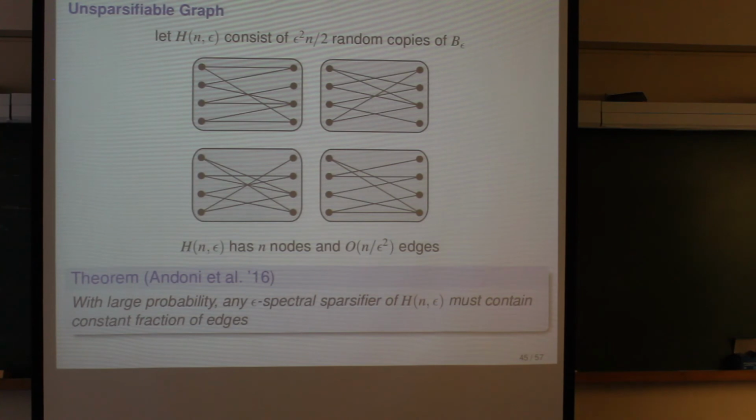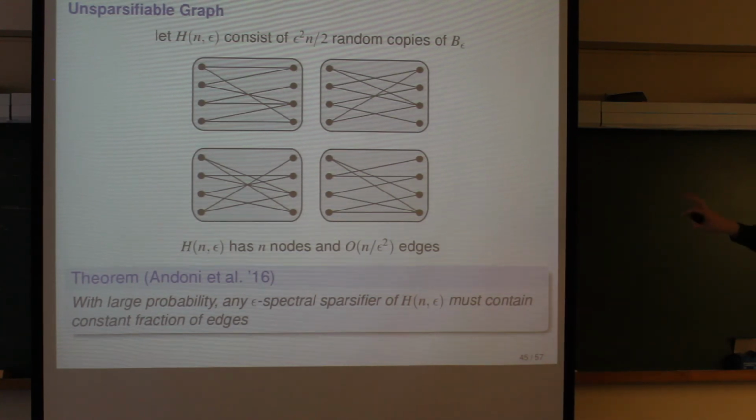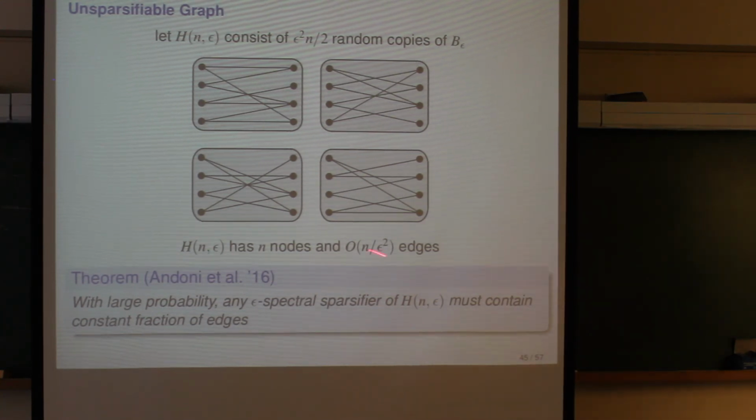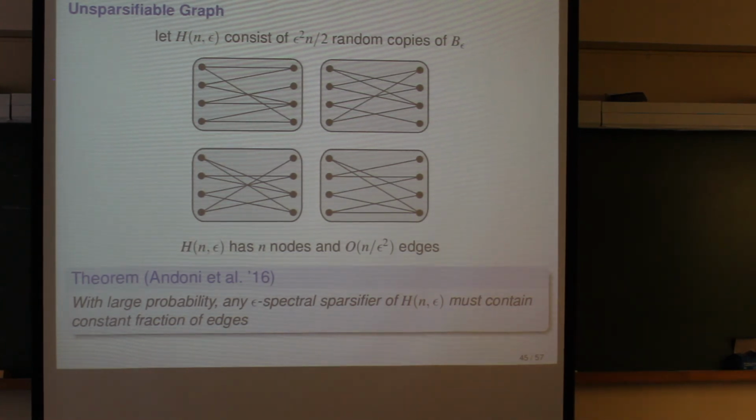And you can prove, and this is a technique that they use in the classical case, that this graph cannot be further sparsified to some extent. Any sparsifier of this graph must contain a constant fraction of the edges of the original graph. This does not contradict the fact that you can always find sparsifiers, because this graph is already sparse. It already has n over epsilon squared edges, and you cannot further bring this down. That's what they prove. So now we can construct a graph which is already a sparsifier and cannot be further sparsified.